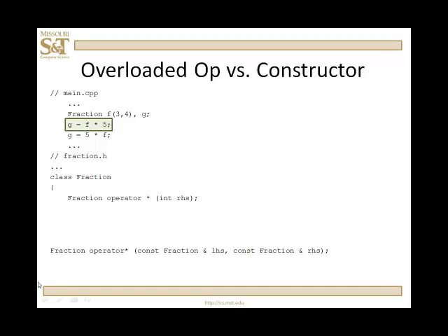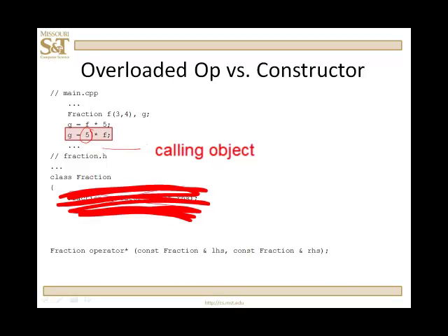Well, in this case, yes. The 5 goes in here for right-hand side. F is the calling object, and I get what I want. Now the problem occurs when I have this situation. Can we solve this with another overload of the operator star? And the answer is no, because 5 is on the left-hand side of the operator. It would have to be the calling object, and that's not possible. It cannot be the calling object for a fraction class function. And so this alternative is really no good.